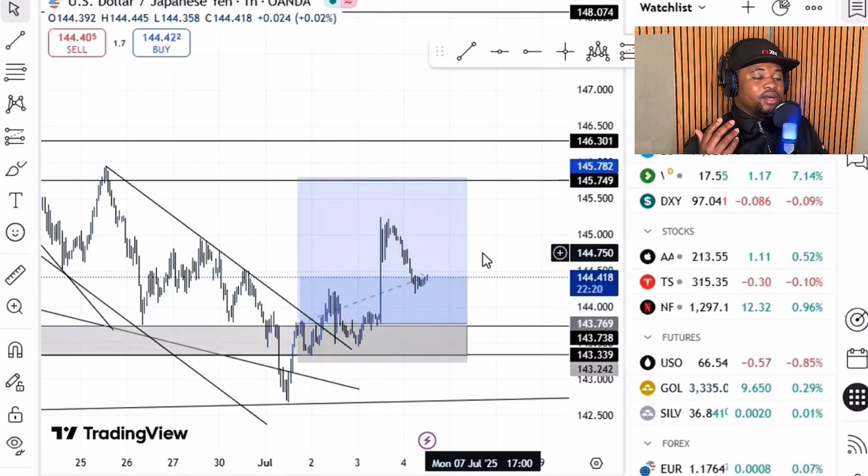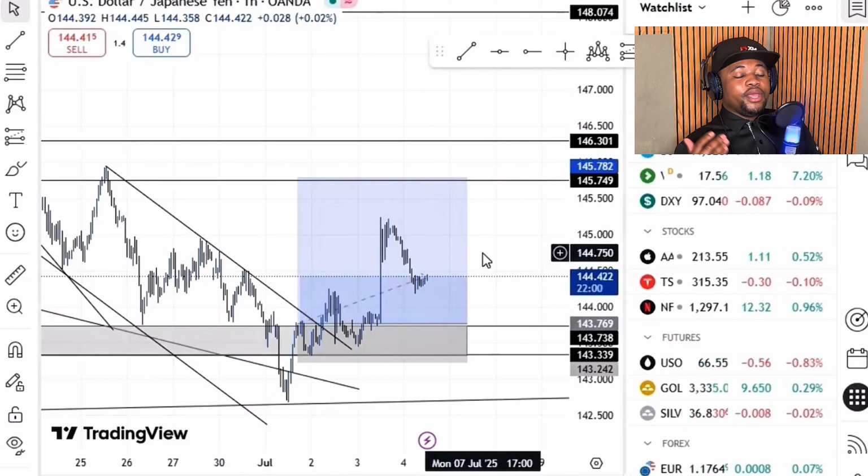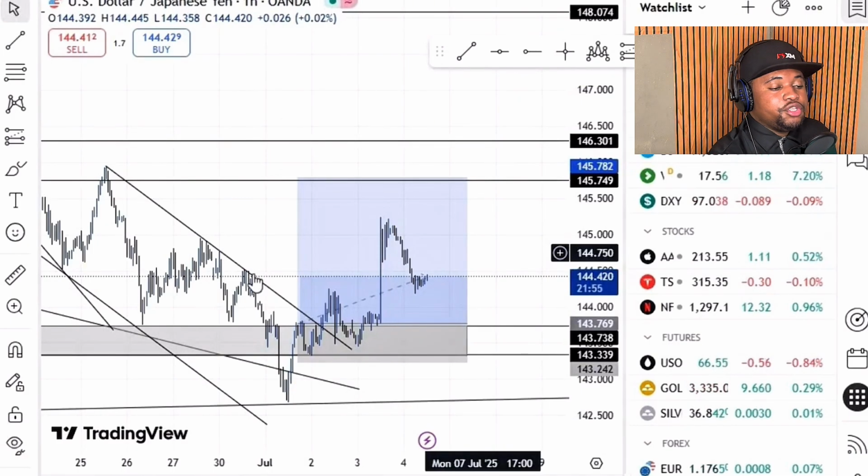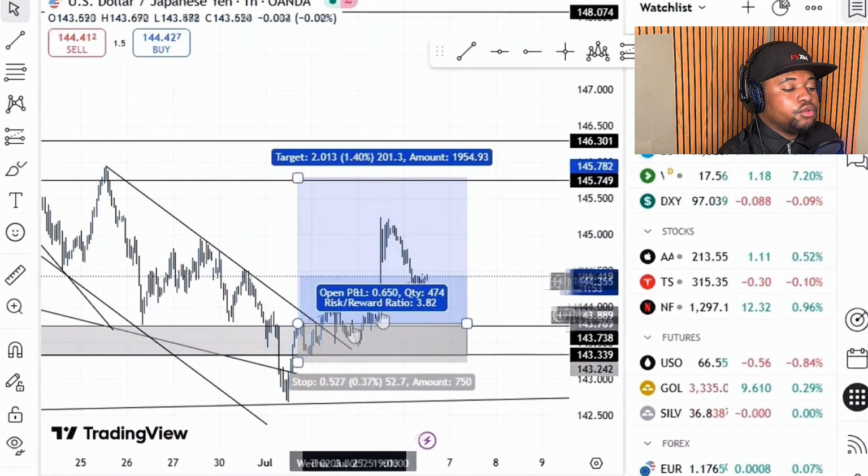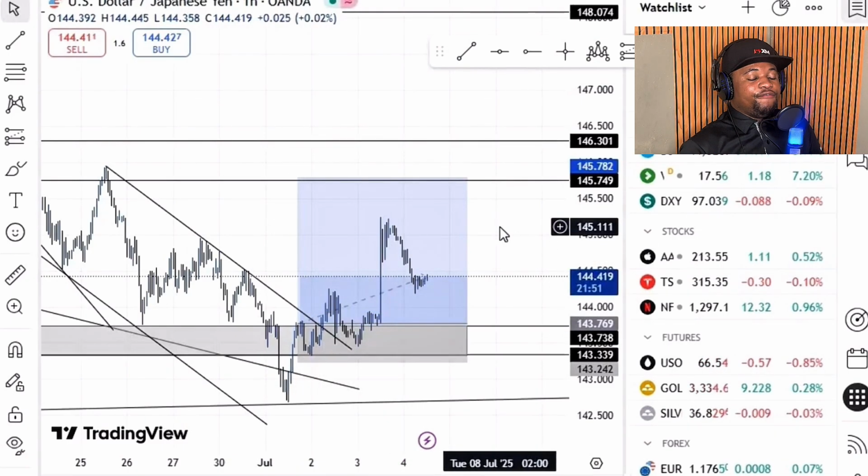Remember that this month's NFP was on Thursday instead of Friday, because Friday is America's Independence Day, or rather a bank holiday. So the market won't be moving that much today because of what's happening in the USA. Hence we had NFP on a Thursday instead of a Friday. So this whole move here was influenced by the NFP which we had, right?